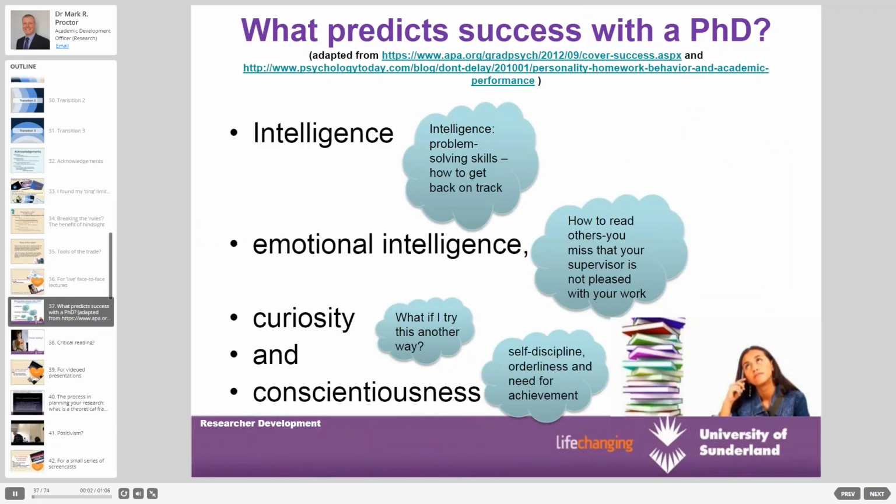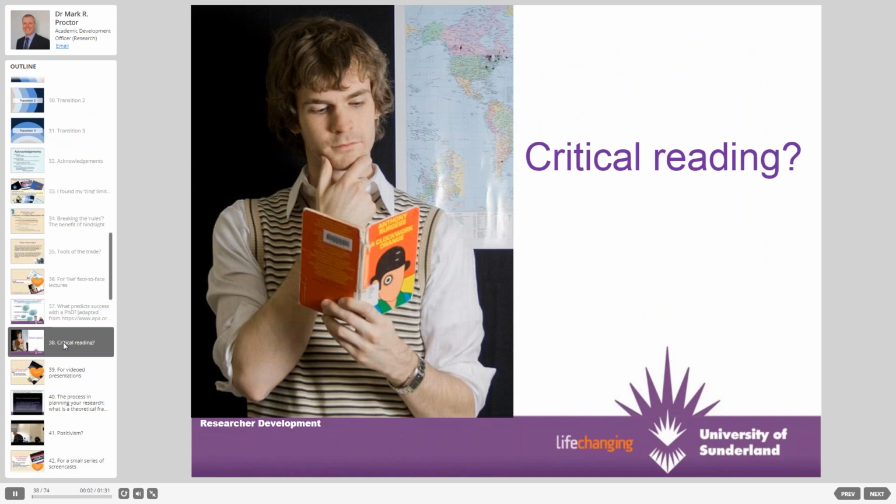What predicts success with a PhD? Well, as I said, intelligence helps, emotional intelligence, curiosity and conscientiousness. Intelligence, you have to have the problem-solving skills. EI, how to read others, for example. Do you read that your supervisor is perhaps not too happy with your work, but is very polite, but you perhaps read the body language which says, perhaps we ought to have this conversation about how I can improve that. And have a curiosity, lateral thinking. Sometimes you can come around to something a different way around, think about it, and you do have to be conscientious. Something for you to think about.